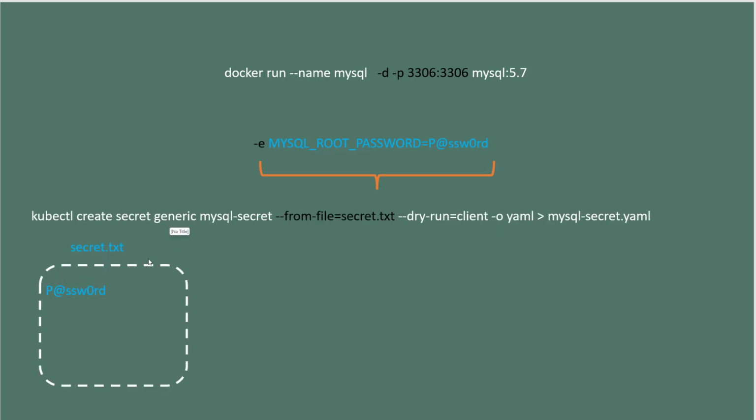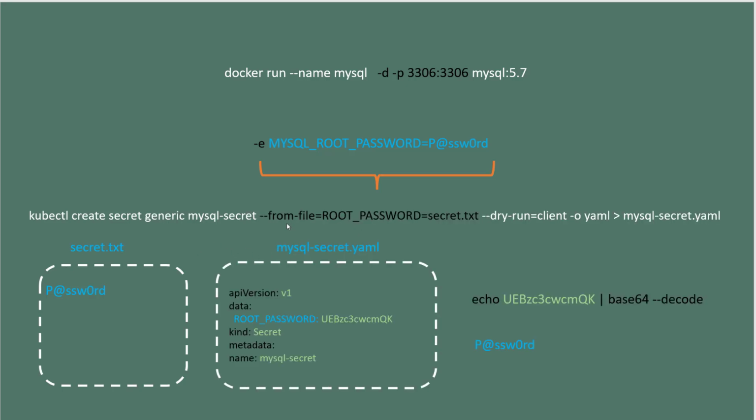We can use a file, call it, for example, secret.txt, and then instead of this one use --from-file. So it will go and take the password from the file and put it in the configuration. Still, we need to make another change. It is better to use dash dash from-file, define a key, and then the value that is stored in this file.